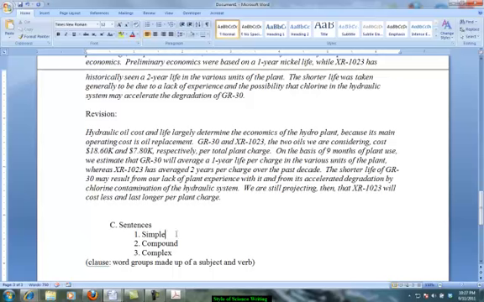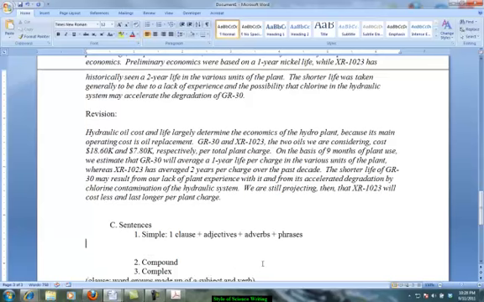So a simple sentence is basically one clause. You have a subject and a verb. So you have one clause, which is a subject and a verb, and then you can add to that adjectives and adverbs and other phrases, modifiers, things like that.